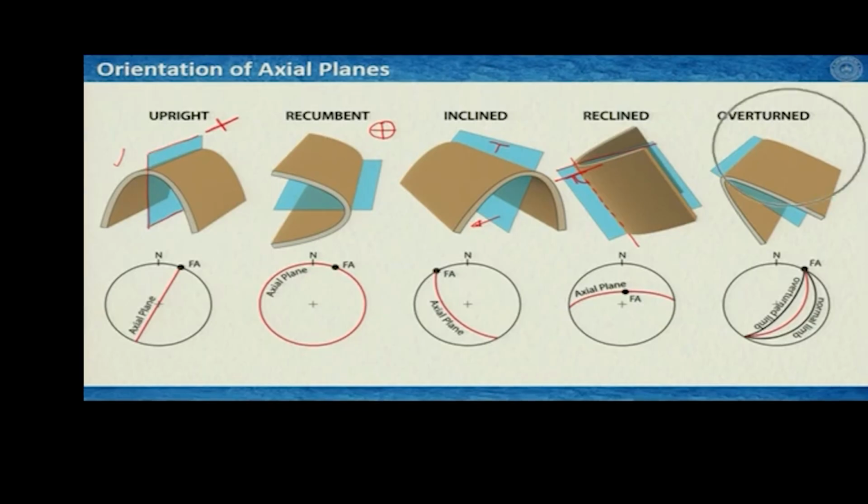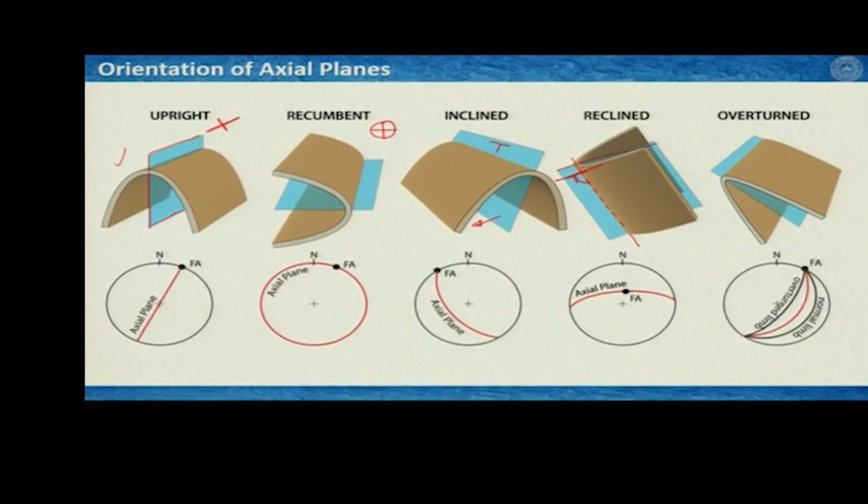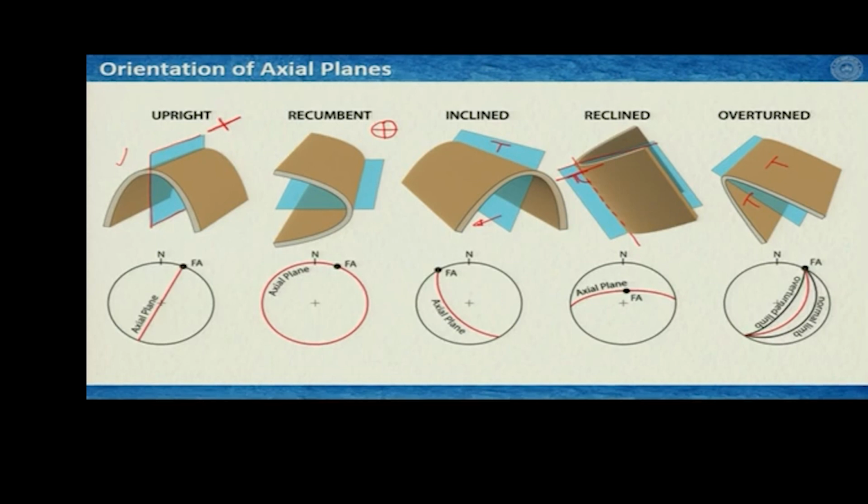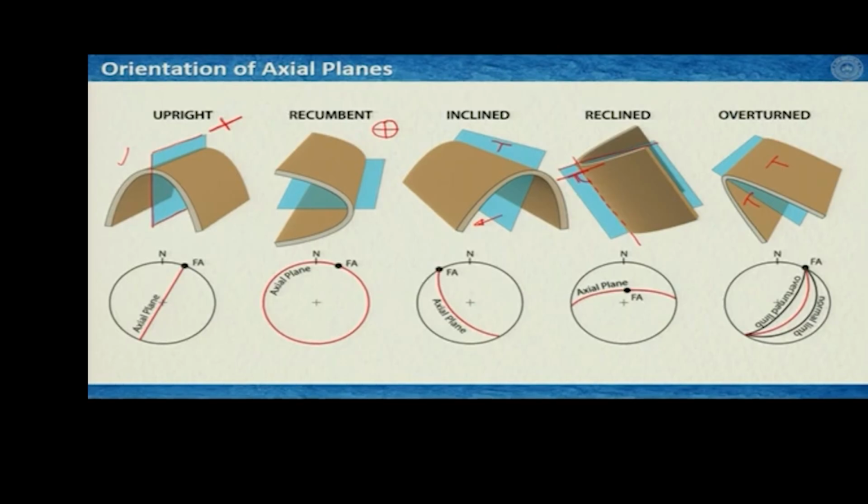The overturned fold is something that has both limbs dipping in the same direction. So this one you see is dipping this direction, and this one is also dipping in the same direction but with different dip angle. You can also see them in the stereo nets, and stereo nets are the best way to visualize. If you plot the axial planes in the stereo net, you can clearly identify whether your fold is upright, recumbent, inclined, reclined or overturned together with the fold axis.